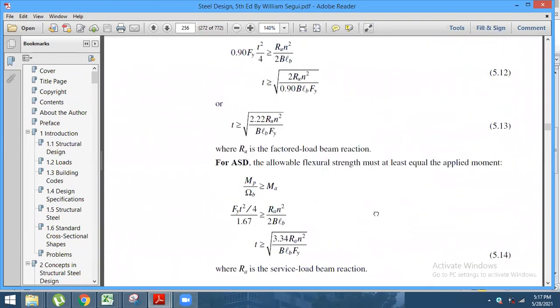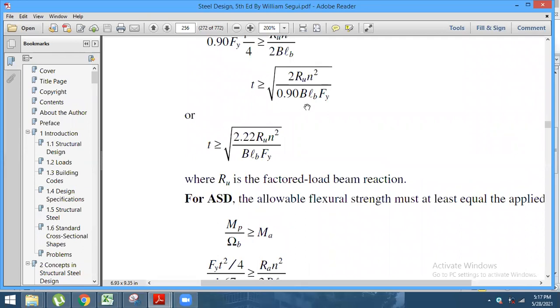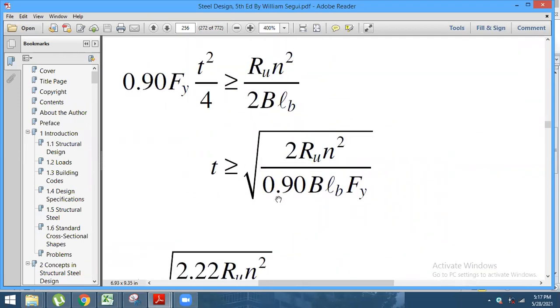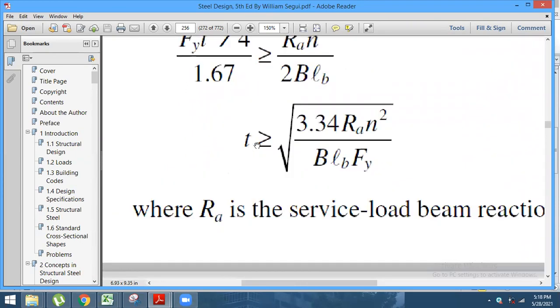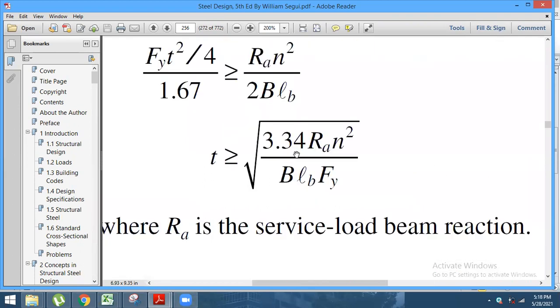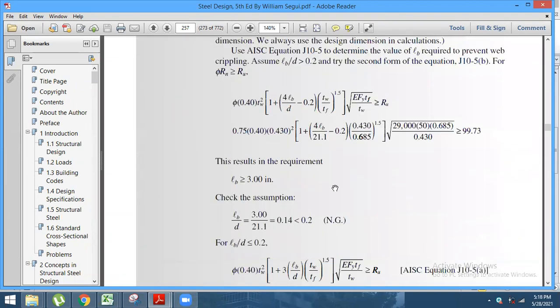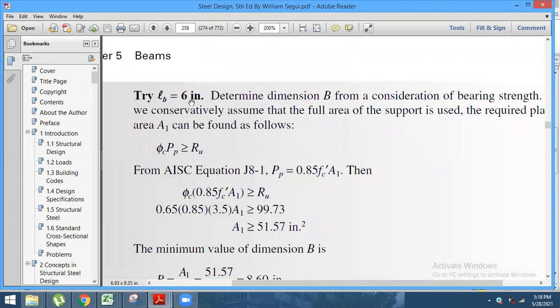Okay. So, this is the thickness. Formula ng thickness natin dyan. Ito. That is for the LRFD. Okay. Ito yung formula, guys. Tapos, yung for the ASD naman, thickness is equals to 3.34 RE N squared over BLB FY. So, dito, compute natin siya. So, try LB equals 6 inches.